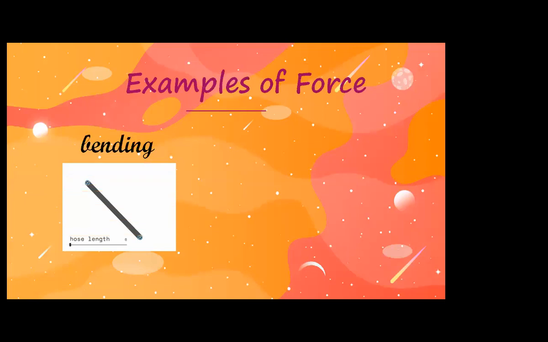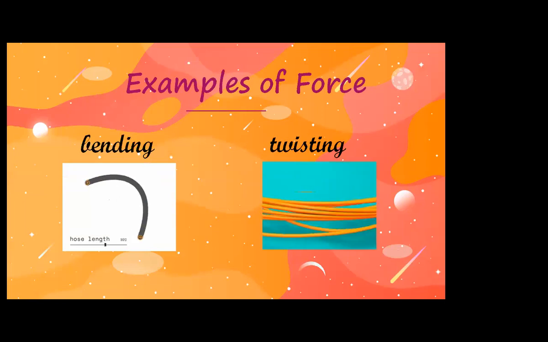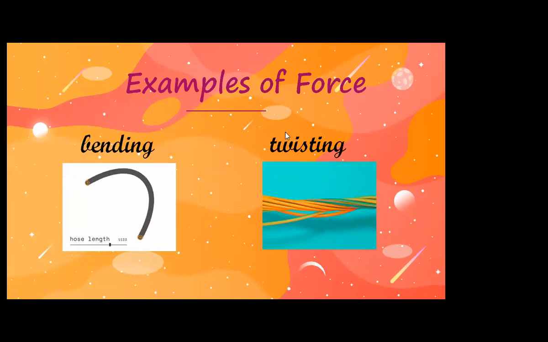Here comes bending. You can see a straight rod first, and then what happens? It's bent. We have applied force on it from the sides of it, and it's bent now. Number two is twisting. You may try it with a piece of cloth or with a piece of string or a wire. How do we twist the objects? You can see it in the picture as well.